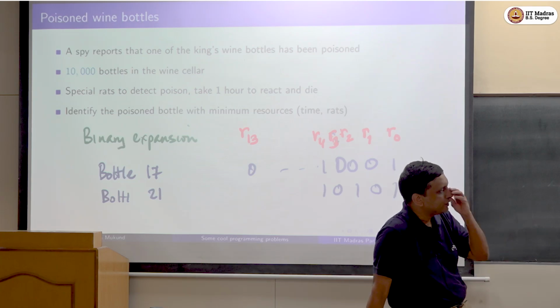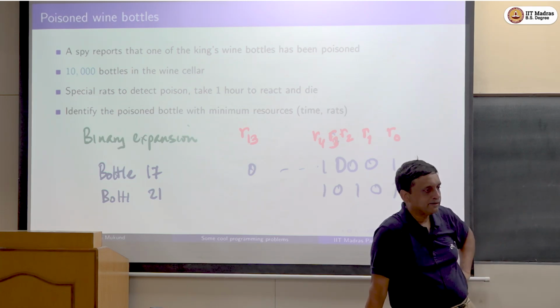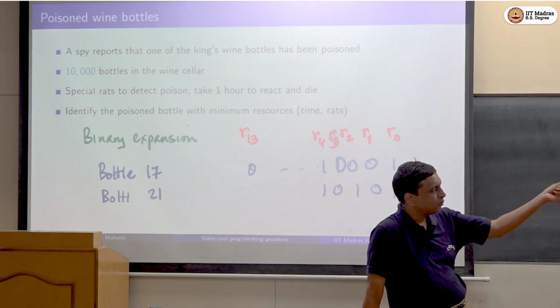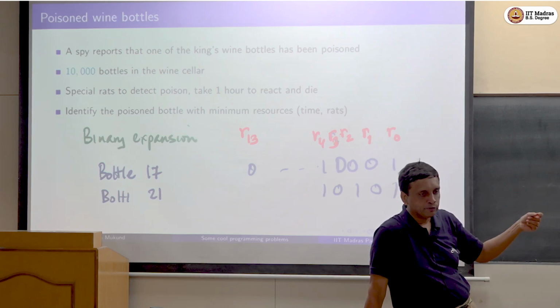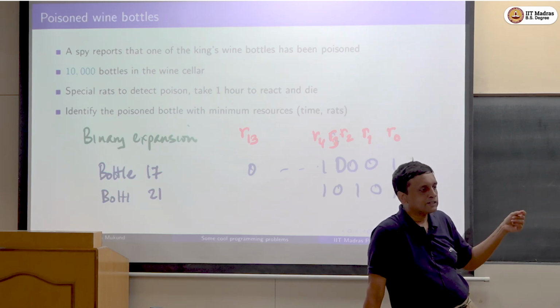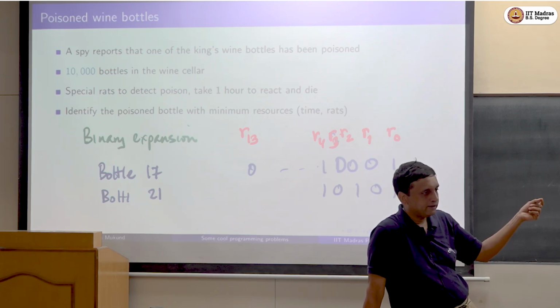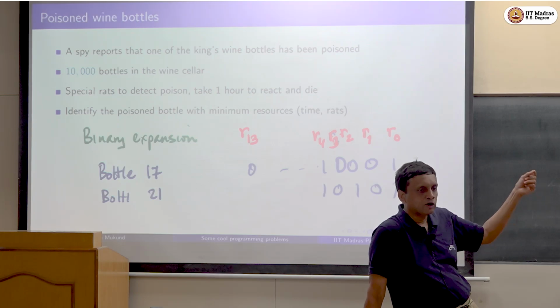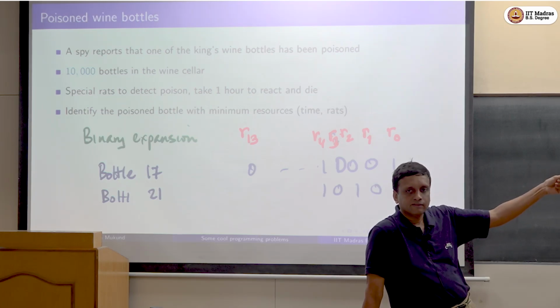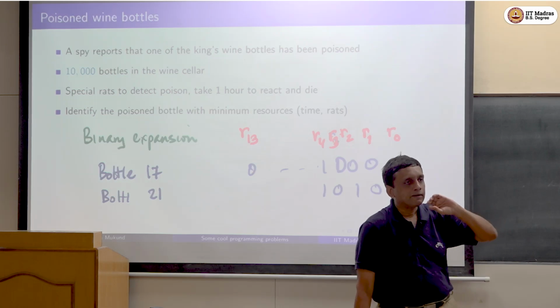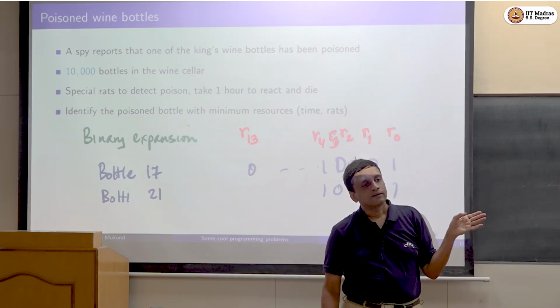So it will overlap with these two, but it will have one extra position which is 1. So bottle 21 will go to 3 rats. Bottle 17 will go to 2 rats, which are also in bottle 21. So if bottle 21 is the poisoned one, right, then 0 and 4 will die. But because 3 also dies, I know it's not bottle 17. If it had been bottle 17, 3 would not have died. Right? So from the which rats have died, right?